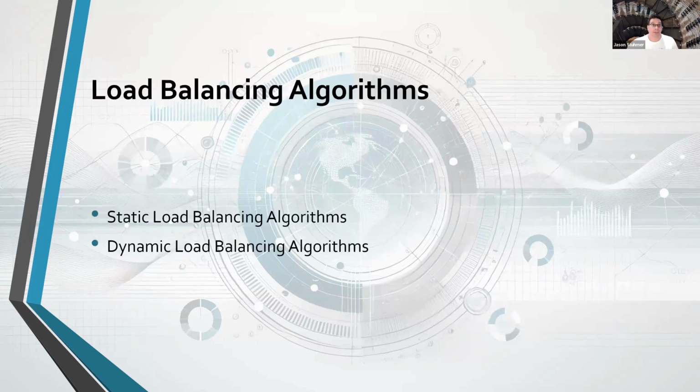So, how do load balancers achieve their functionality? They don't just distribute traffic randomly. They rely on specific algorithms to determine where to send incoming requests. These algorithms fall into two main categories, static and dynamic. Static algorithms distribute traffic based on predefined rules without considering real-time server performance, whereas dynamic load balancing algorithms make traffic distribution decisions based on real-time metrics like server health, response time, or workload.